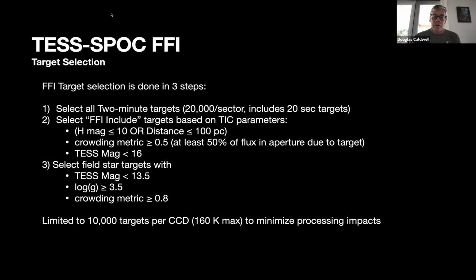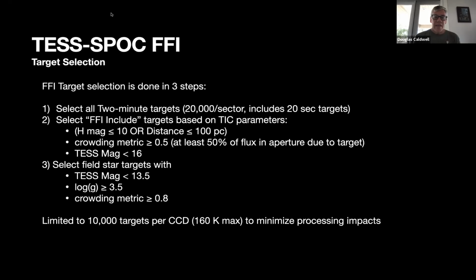This is all using the TIC parameters. Just to limit the effects of very crowded fields, we apply a crowding metric cut to these; they have to be greater than 0.5, meaning at least 50% of the flux in their optimal aperture comes from the target, based on our model images we create, just like with the 2-minute data. And then we're limited to Tmag less than 16, primarily because the way we had handled running the pipeline, we only pull out targets in general down to 16 for the pipeline analysis. So to go deeper just made it more complicated. So that was easier to just limit there.